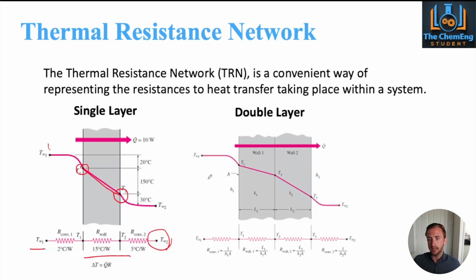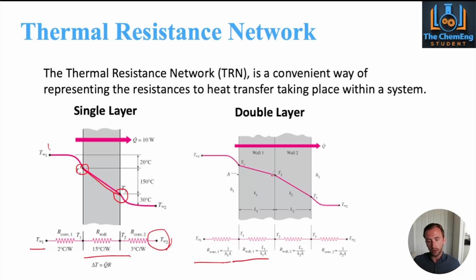Now, if you were to look at this in a double layer system, then the beginning and the end are exactly the same. And this time we're including the resistance formulas. So from T infinite 1 to the surface temperature T1, it's the same thing. Then from T1 to T2, we have our first wall conduction resistance.